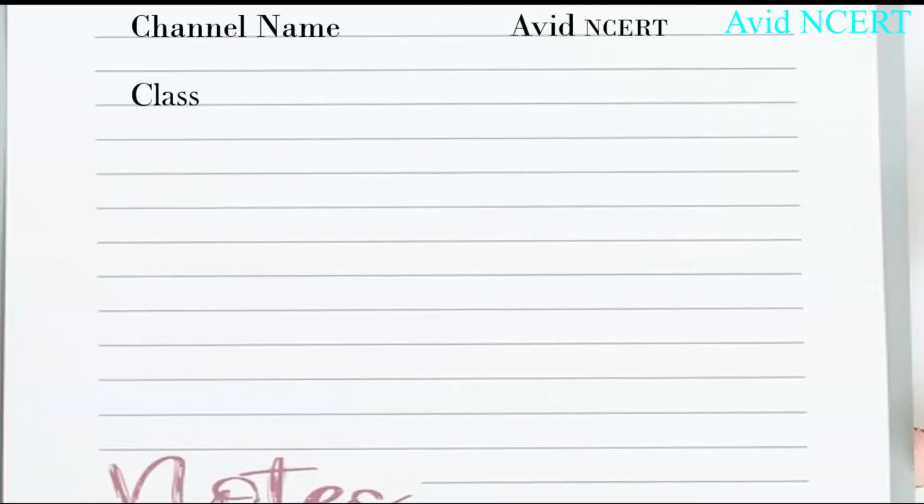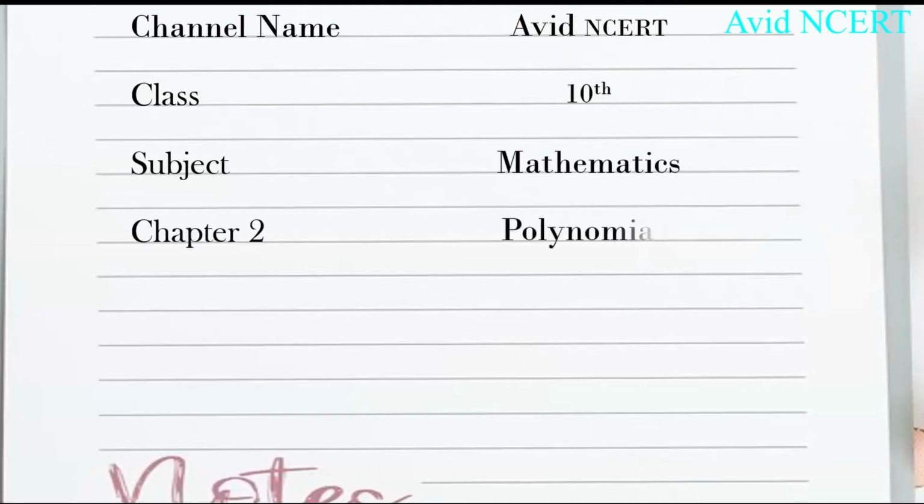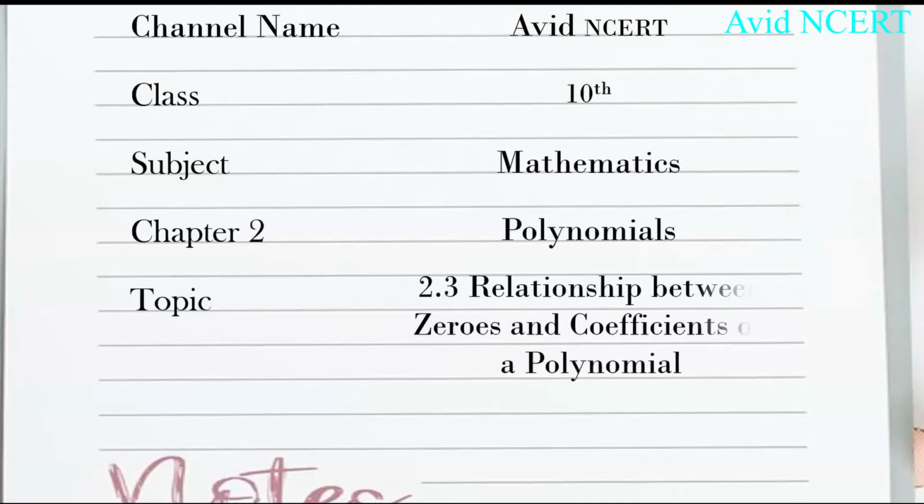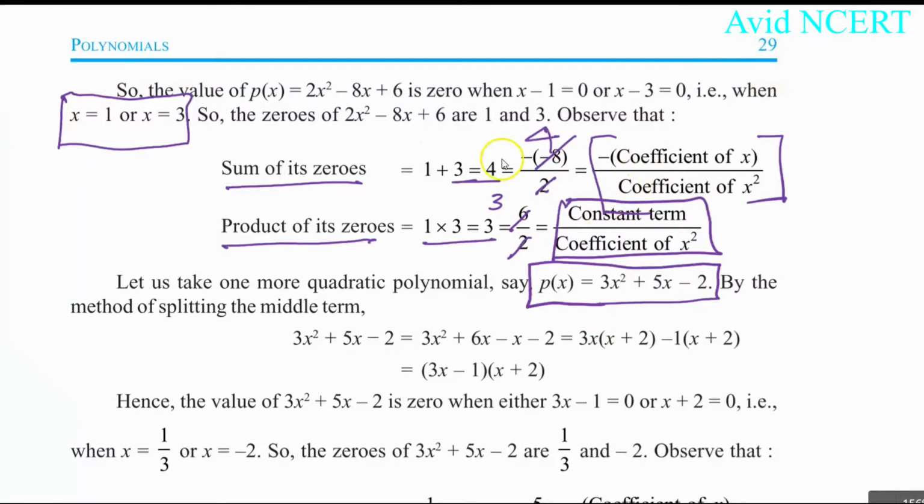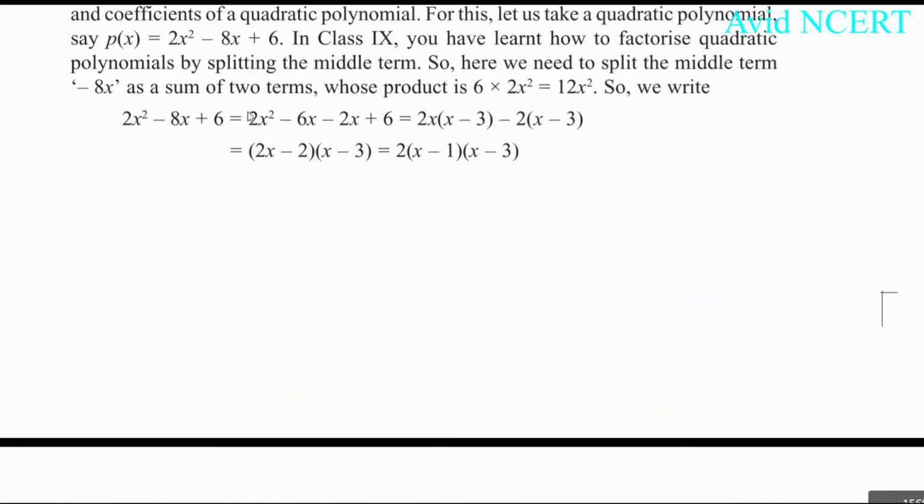This is Geeta. This session is for class 10 mathematics, chapter 2 polynomials. The topic we are discussing is 2.3, relation between zeros and coefficients of a polynomial. Today we will be solving a problem from page number 29. Page number 29, we have solved this problem already.